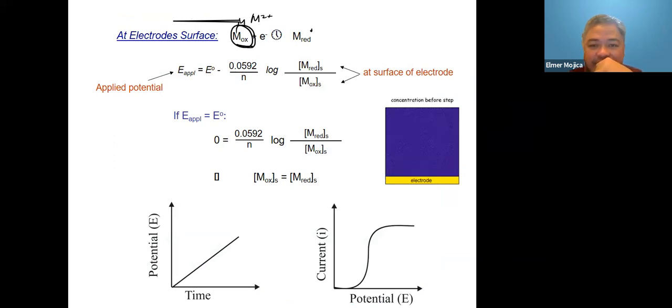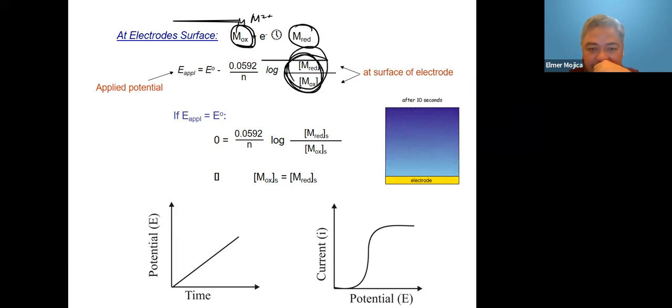Okay, with the addition of electrons, it will be in the reduced form. And you're going to look at the changes at the surface of the electrode, and you will be able to get the applied potential. So yun yung kailangan mong malaman, anong potential yung gagamitin mo para ma-observe yung changes doon sa current. So I don't know if you see the changes here at the electrode, after 1 second, after 2 seconds, after 5 seconds, nakikita niyo yung pagbabago. Okay?